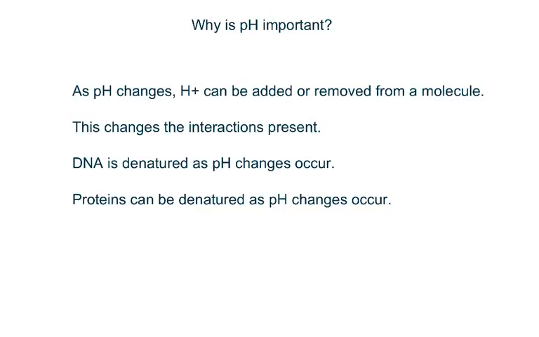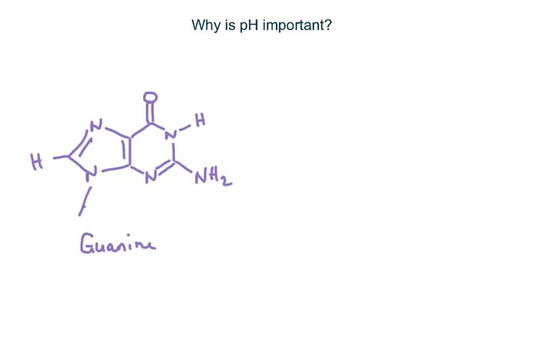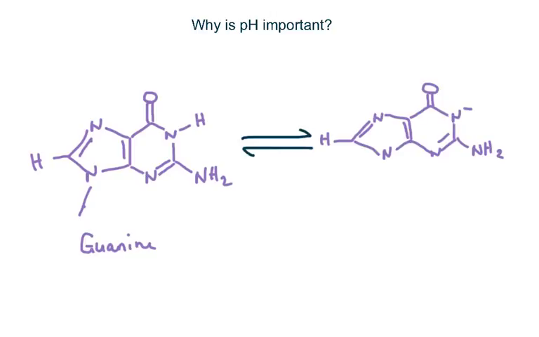Remember, proteins are made from amino acids, and those amino acids have side chains that have certain properties associated with them. So if you start removing or adding protons onto those side chains, you're going to change the types of interactions that can occur. So this is just showing the removal of a proton here. This is guanine, which is one of the base pairs.